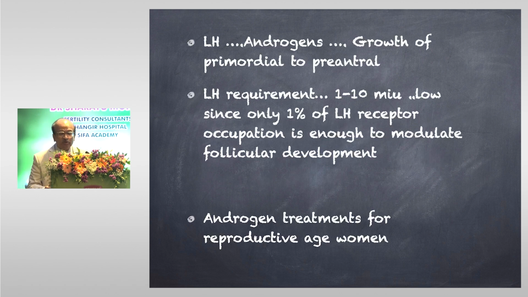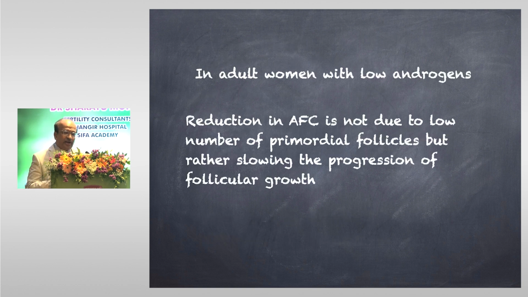LH will give androgens, and there will be growth of primordial to preantral follicles. LH requirement is very low, and androgen treatment in reproductive age women can be given. The whole basis of giving androgen treatment is this. So what should you give, androgen or LH? In adult women with low androgens, because in all adult women beyond 35 the androgens will come down, the reduction in antral follicle count is not due to a low number of primordial follicles. As I told you, the primordial follicles are there. It is rather the slowing of the progression of primordial follicles to preantral follicles because androgens are less in that particular ovary.